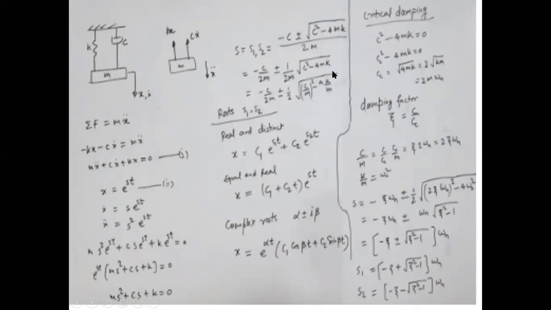S1 has the positive root and S2 the negative. So there are two roots. If the plus sign is considered, you will get S1. If the minus sign is considered, you will get S2.